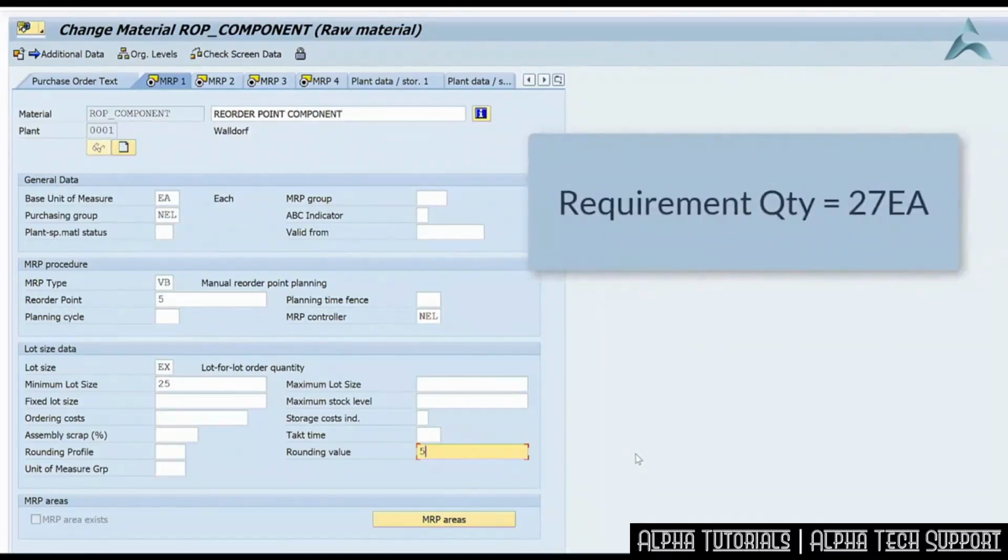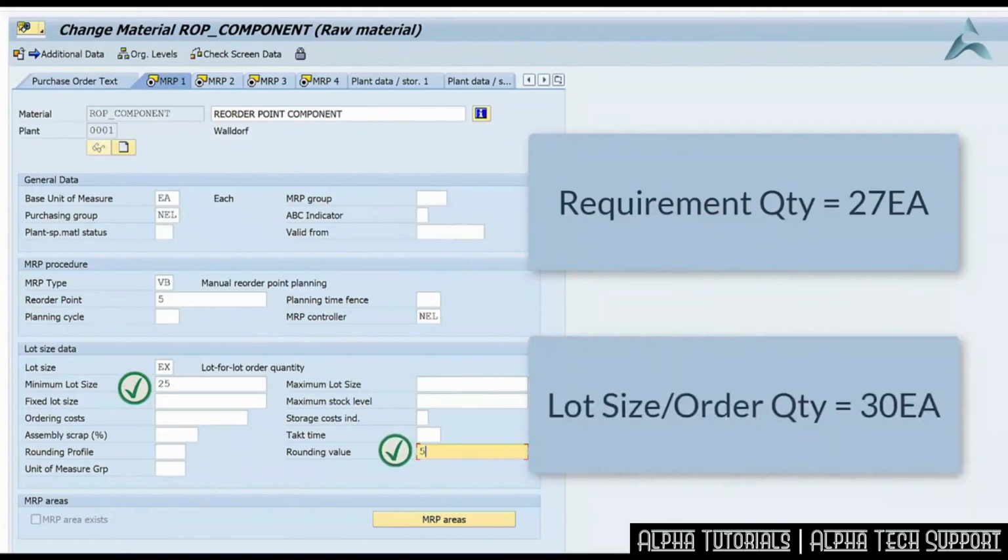So if MRP determines that I need 27 eaches, 27 eaches has satisfied my minimum lot size quantity of 25, at which point, without a rounding value, I would get a purchase requisition of 27. But perhaps my vendor does not sell it in those types of quantities. My vendor only sells it in quantities of or multiples of 5. Therefore, I will set my rounding value to a 5 to make sure that if I need 27, I've met my minimum order quantity, but I'll be forced to order 30, which is a multiple of my rounding value.